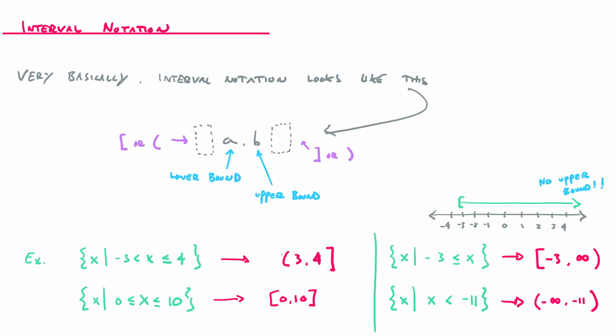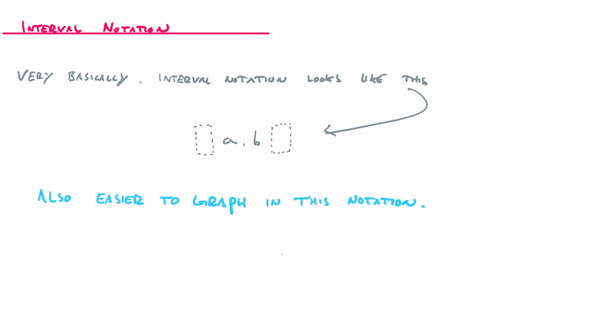All right, and if you said -infinity, then you'd be right. -infinity is the lower bound because there isn't one. And then -11 is the upper bound. It cannot be -11. It cannot be -infinity, so both of them end up being parentheses. Okay, it's also easier to graph in this situation as well.